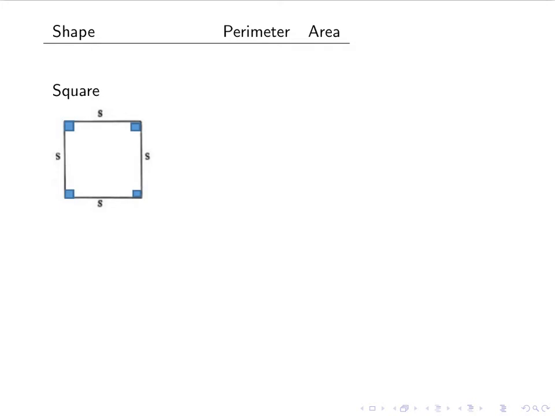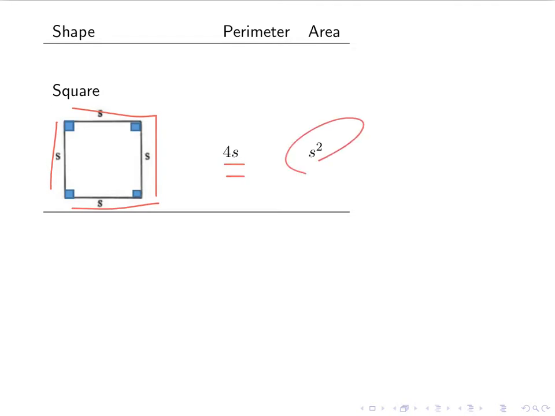Another shape we have is a square. So the distance around is S plus S plus S plus S, which is 4S, and the area is S squared. That is why it's actually called squared, because it's the area of a square. It's not a coincidence. A square is a type of rectangle, so its equations are very similar to that of a rectangle.